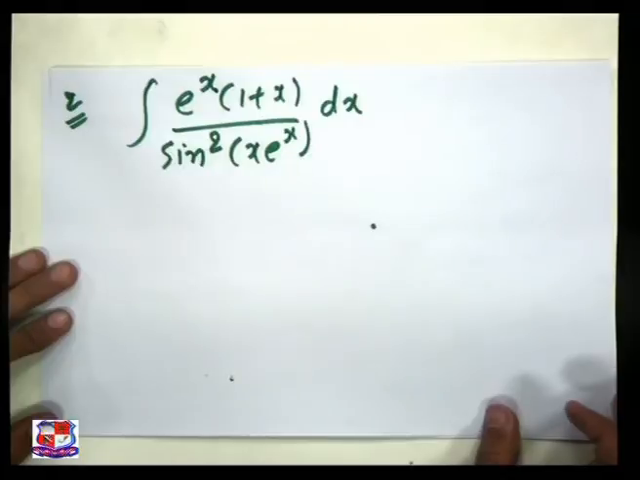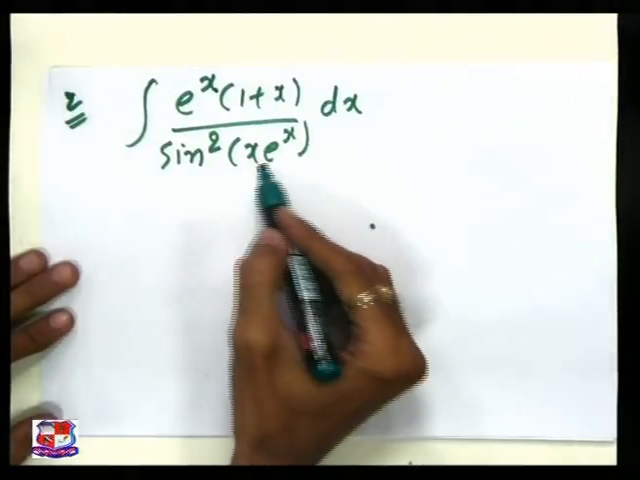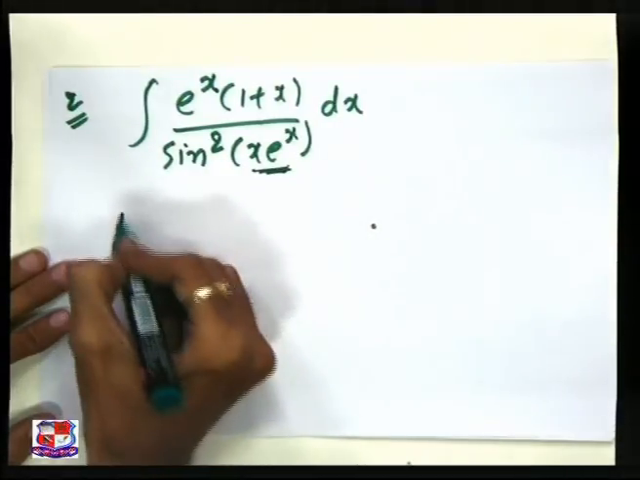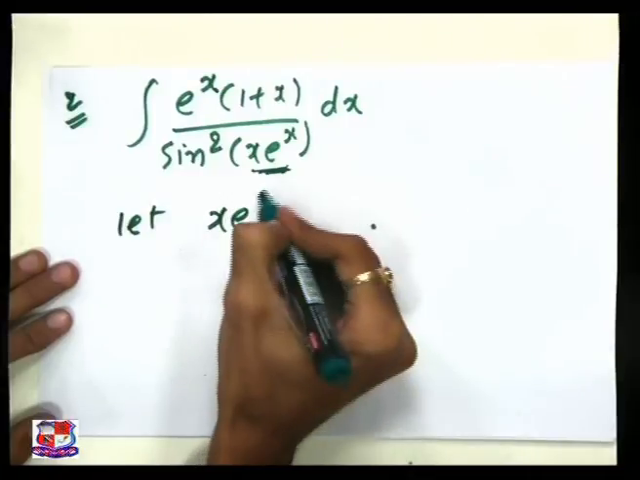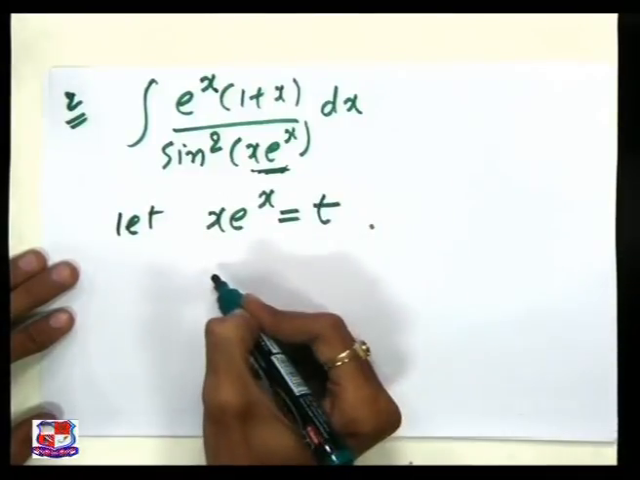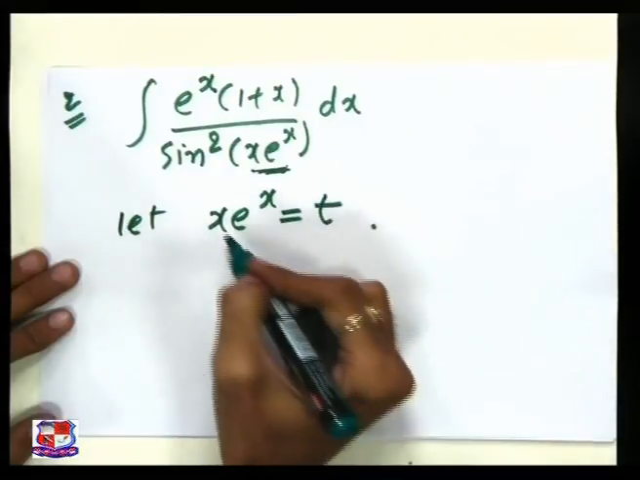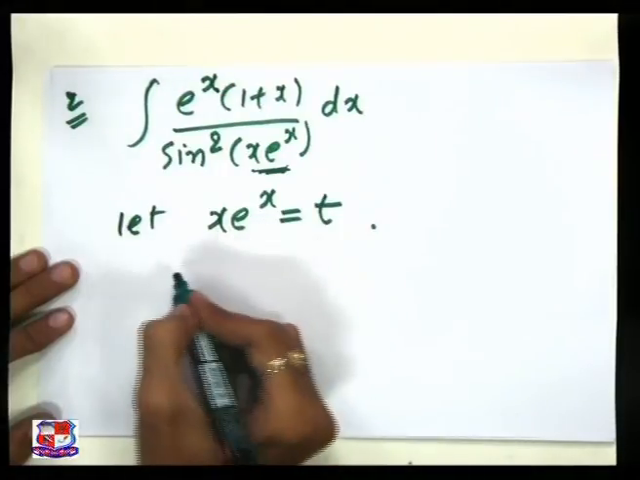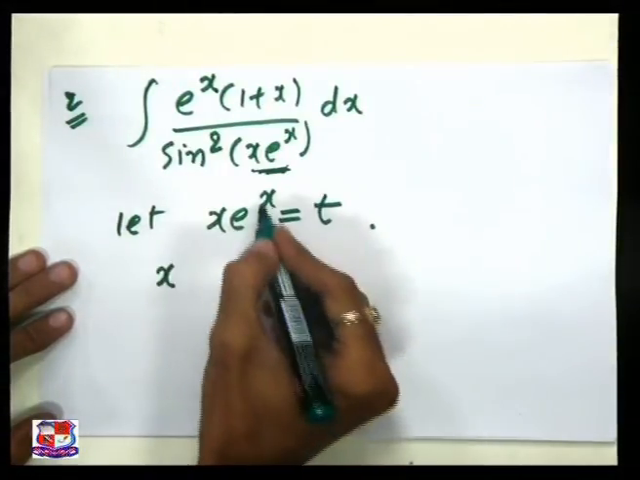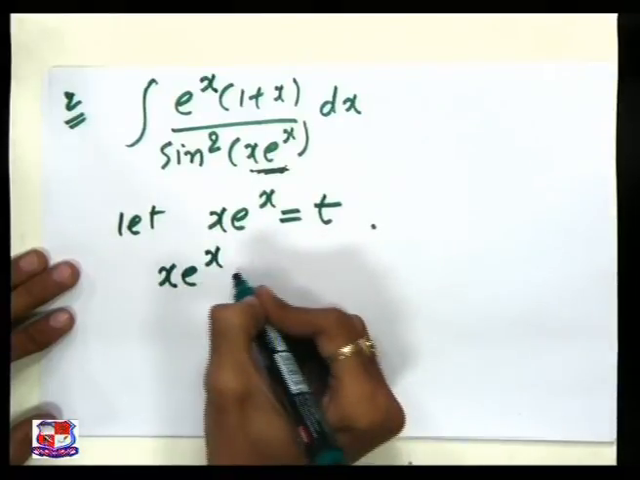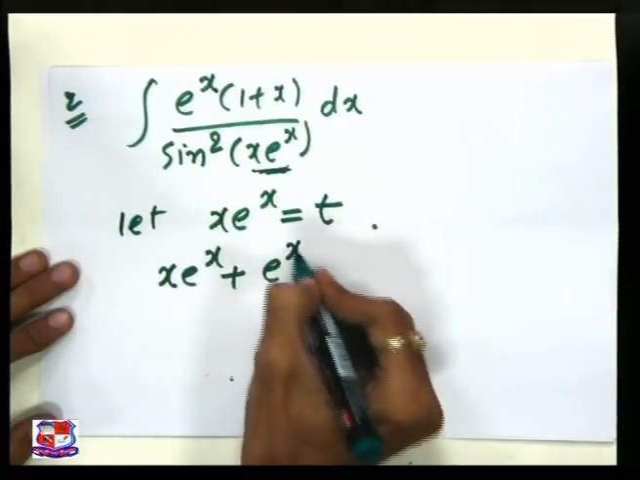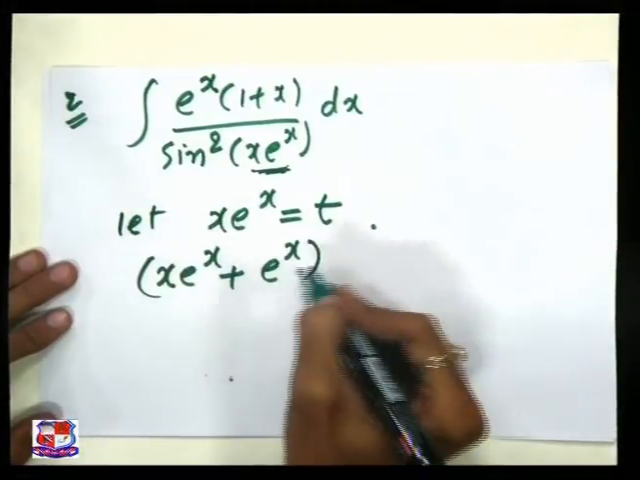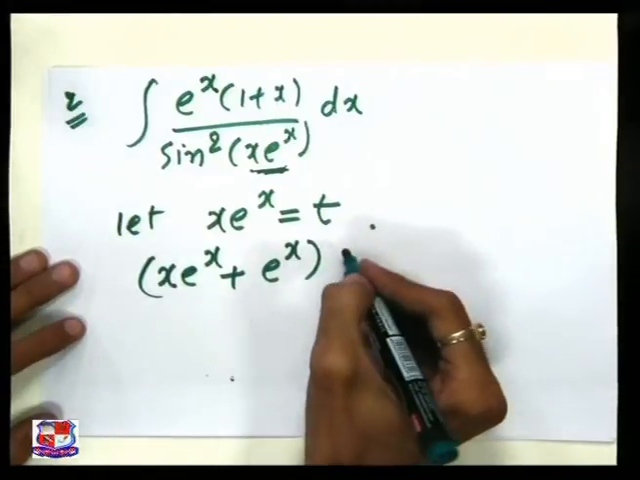method of substitution. Let us take x into e raised to x equal to t, because this is the critical thing. So let x e raised to x be equal to t. Differentiating with respect to x, we use the product rule: x as it is, differentiation of e raised to x is e raised to x, plus e raised to x as it is, and differentiation of x is equal to 1.